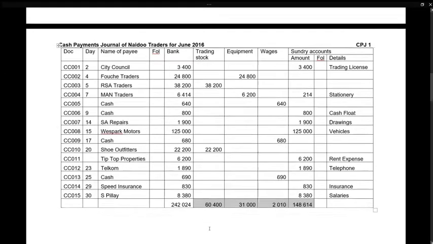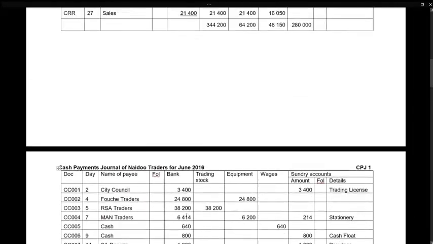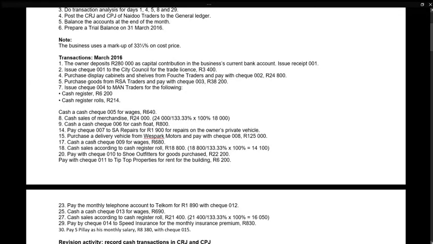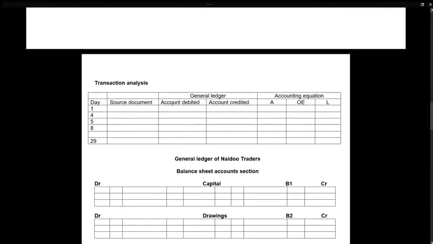Alright, next we need to do the transactions analysis. Okay, accounting equation. Let's quickly do this one. So on the first, let's go to that transaction again. On the first, the owner deposits 280,000 rand as capital contribution in the business's current bank account. Issued receipt 001. Let's go and do the accounting equation of this one. Right, so the source document was a duplicate receipt, or just a receipt.